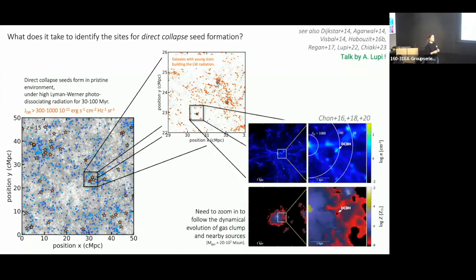But what you really need to do when you have those candidates is to actually run zoom-in simulations to see if your clump, where you identify your direct collapse candidates, can actually form a direct collapse. So this was done in those papers where you zoom in and you see that the direct collapse is in this pocket of pristine gas while being close to a star-forming galaxy that is here.